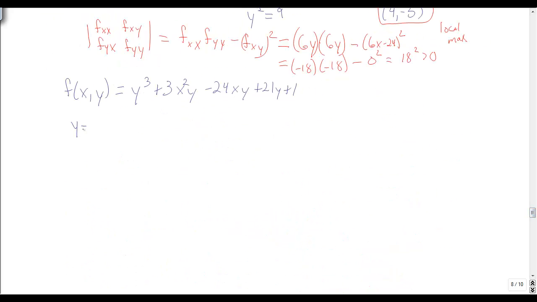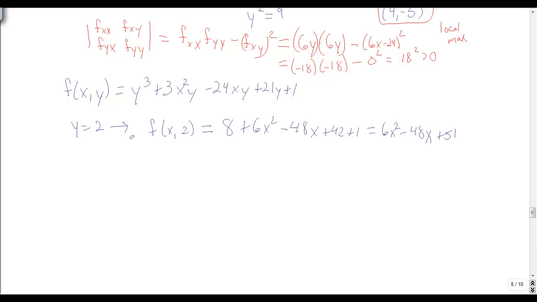So if y equals 2, I'm really looking at f of x comma 2, which is 8 plus 6x squared minus 48x plus 42 plus 1. And so this is 6x squared minus 48x plus a constant. I'm going to look for maxes and mins here, so I'm going to take the derivative and set that equal to 0. I don't really care what the constant is, but 8 plus 42 is 50, plus 1, that's 51.